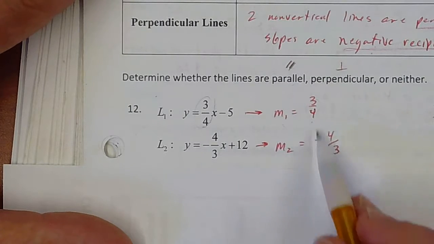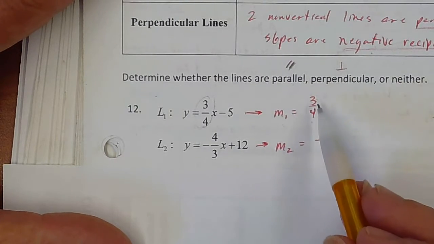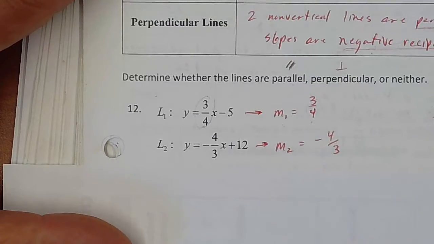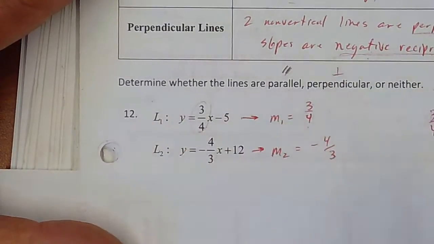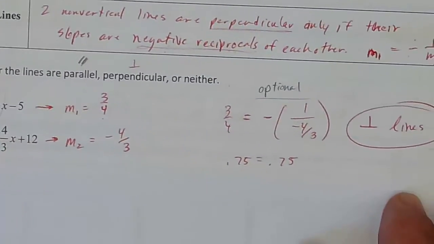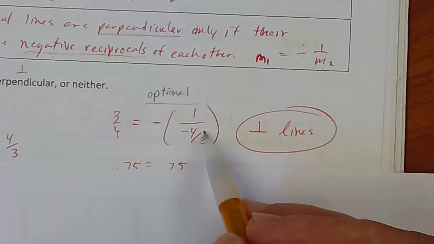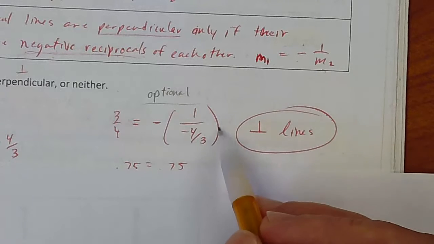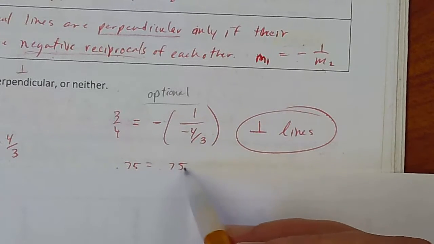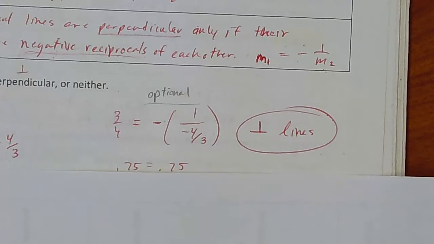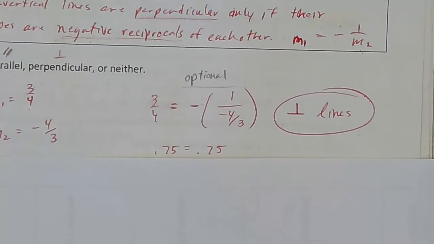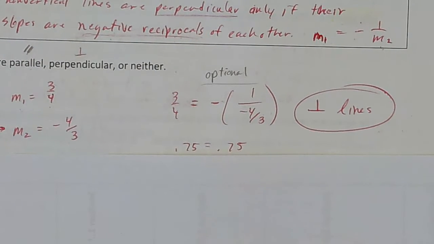Most of you can look at this and you understand the reciprocal idea. These are opposite reciprocals. That means they're perpendicular lines. If you wanted to use what the textbook is doing and check your calculator, you could do 1 divided by the second slope in your calculator, change the sign, and then you get 0.75 for both of them. So yes, they are perpendicular lines. Pause if you need to write that down.